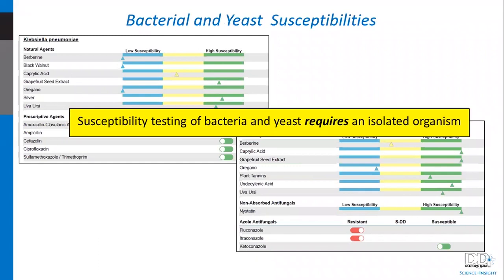Now, I can't emphasize enough the need to have pure isolates by culture in order to do true, authentic susceptibility testing. It absolutely requires a pure, isolated organism expressing its phenotypic characteristics. So for every patient's dysbiotic bacteria or pathogenic bacteria and yeast, we will do susceptibility testing with a host of natural agents, botanicals, as well as prescriptive agents. There's no wall charts used.